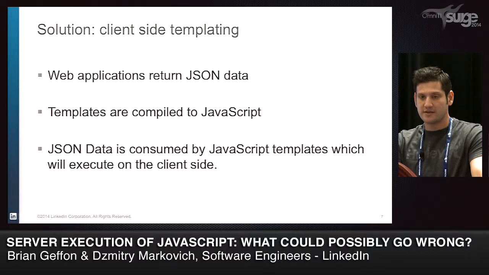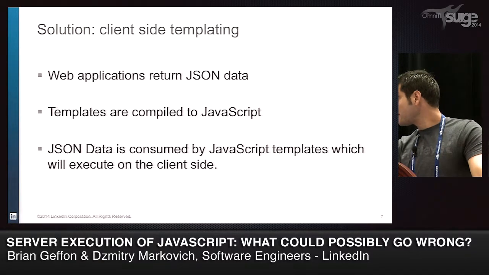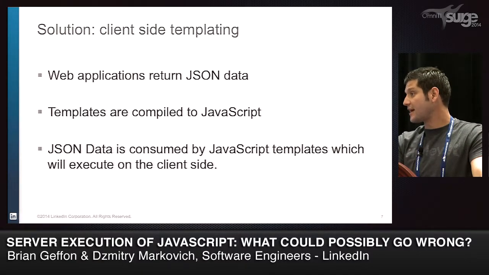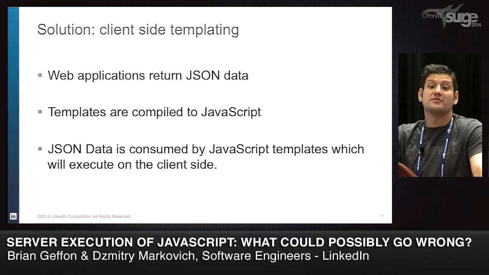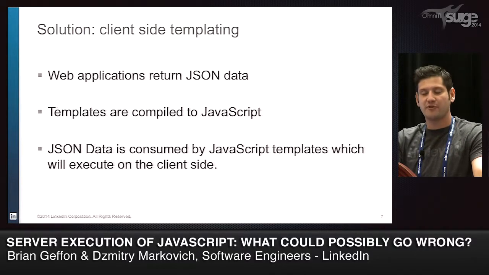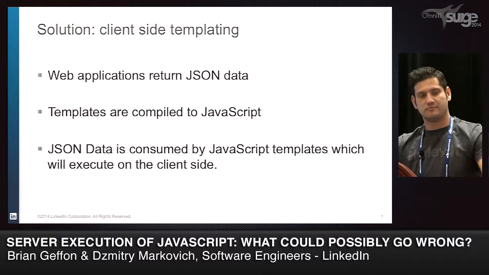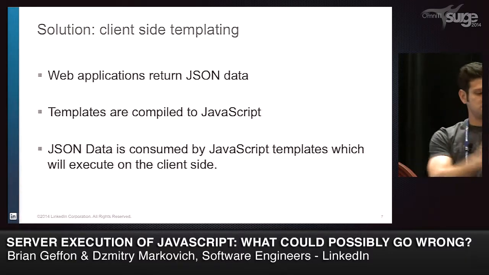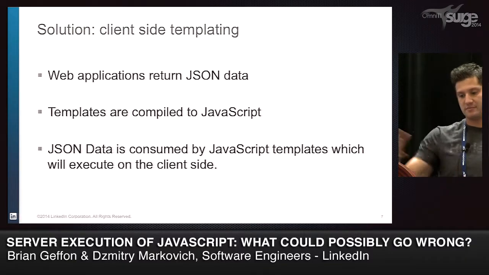So the idea was simple. Web applications return JSON data. That JSON data is then consumed by JavaScript templates. Any framework can output JSON data, and 99% of browsers can execute JavaScript. So it seems like a win. It seems like a win, and it seems like it could work. So what does that look like? JSON data comes from the server, JavaScript templates on the client. Like I said, JSON, JavaScript, HTML, completed output.